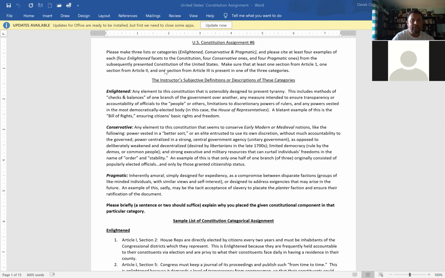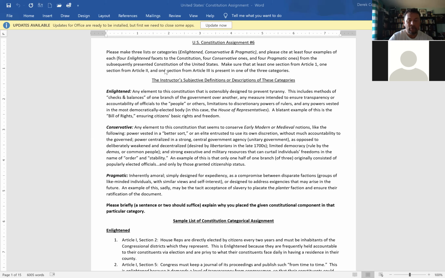So please make 3 lists or categories: enlightened, conservative, or pragmatic. And please cite at least 4 examples of each: 4 enlightened facets to the Constitution, 4 conservative ones, and 4 pragmatic ones. From the subsequently presented Constitution of the U.S., make sure that at least 1 section from Article 1, 1 section from Article 2, and 1 section from Article 3 is present in one of the 3 categories.